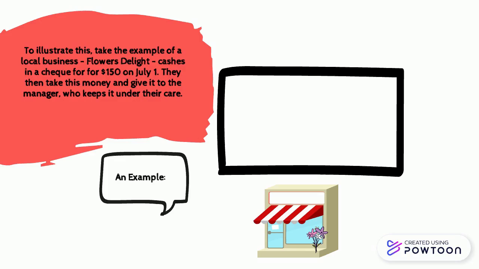An example of establishing the fund. Take the example of a local business, Flowers Delight, who cashes in a check for $150 on July 1st. This would be recorded as follows. The petty cash is debited and increases by $150, while cash is credited and decreases by $150. When establishing the fund, the assets do not increase or decrease, as the cash is simply being classified into a petty cash fund and the business still retains this cash asset.